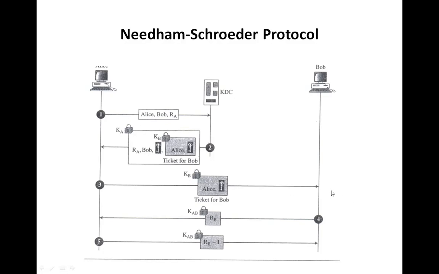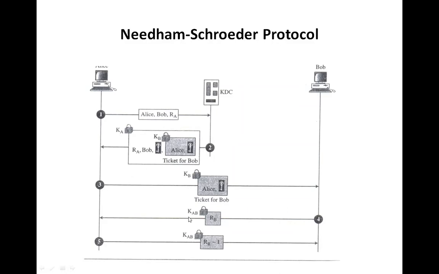Now with this, he generates his own random number, and that random number is encrypted by a particular key, KAB. This KAB is already available with Alice, and Bob also has it. So he sends his random value to the sender.